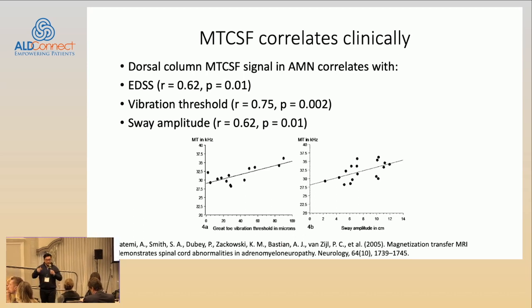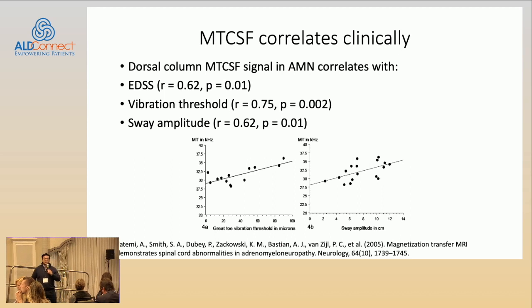additionally, the question we ask in looking for a biomarker is, this is one time point, how does that change over time? What does it look like longitudinally? And does it matter? Does it correlate with clinical outcome measures? MT-CSF was shown cross-sectionally to correlate with EDSS and sway amplitude. So there is a clinical correlation. There is a meaning to these measures of the spinal cord. The worse they get, the worse the disability in AMN patients.